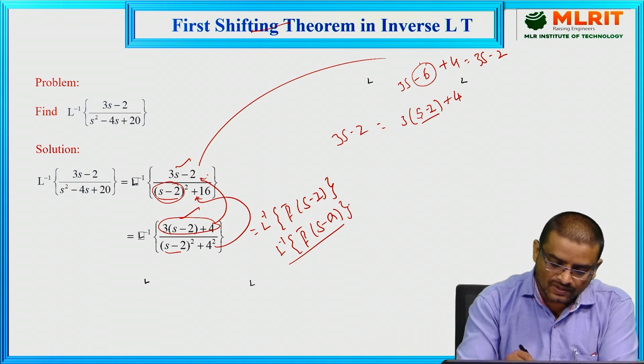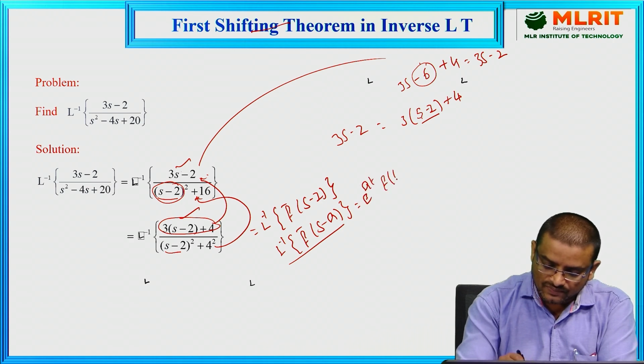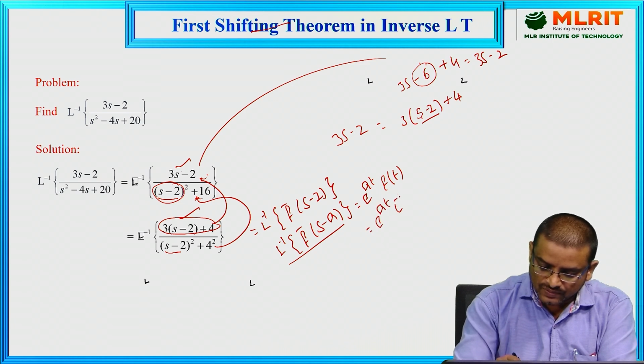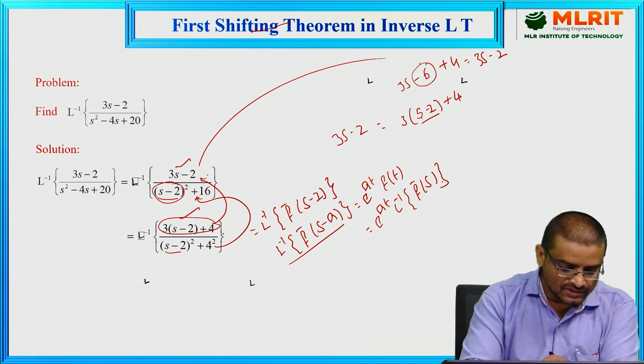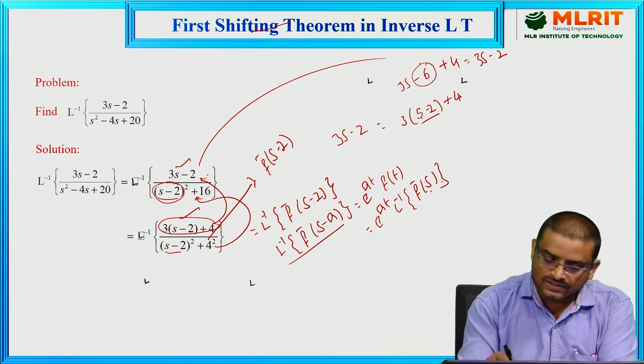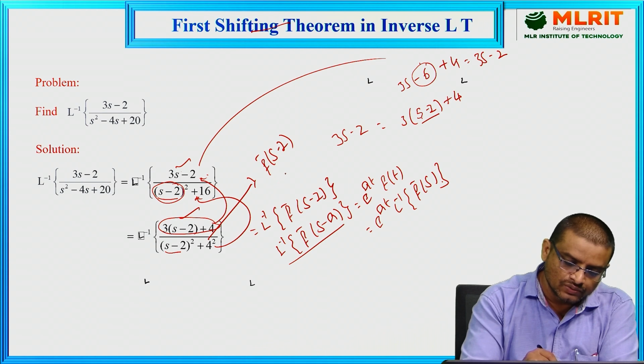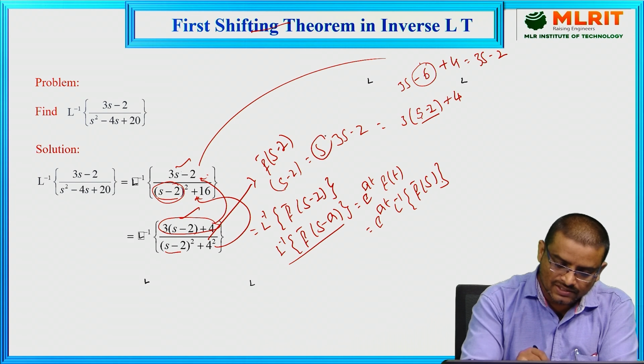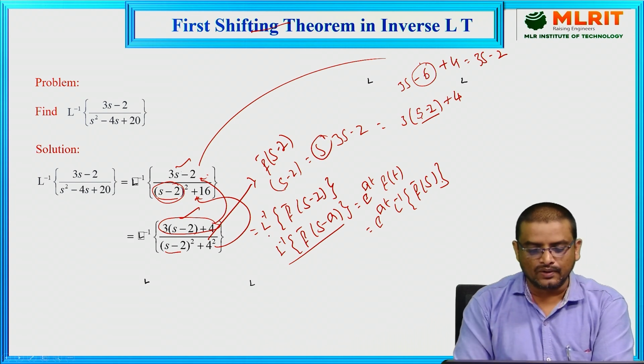So what is our formula here? e power at into f of t. So this f of t can be written as e power at into L inverse of f bar of s. So this entire value we can take as f bar of (s minus 2). Now if you want to get the f bar of s value from f bar of (s minus 2), just replace s minus 2 with s, and you will get our f bar of s value here.